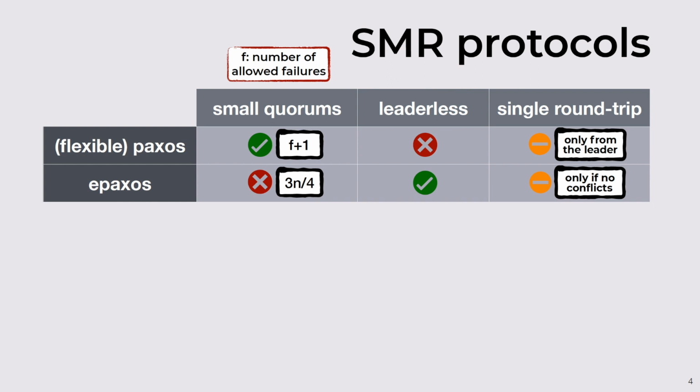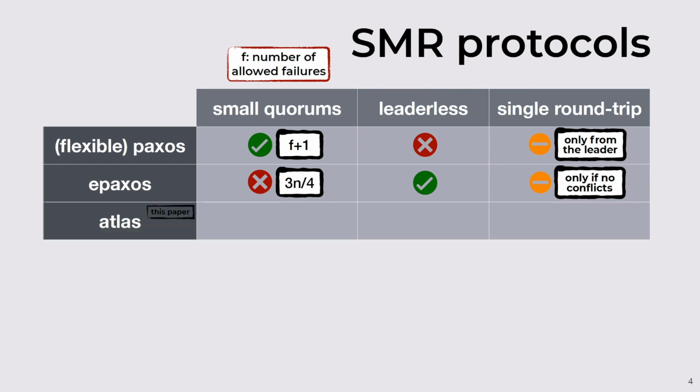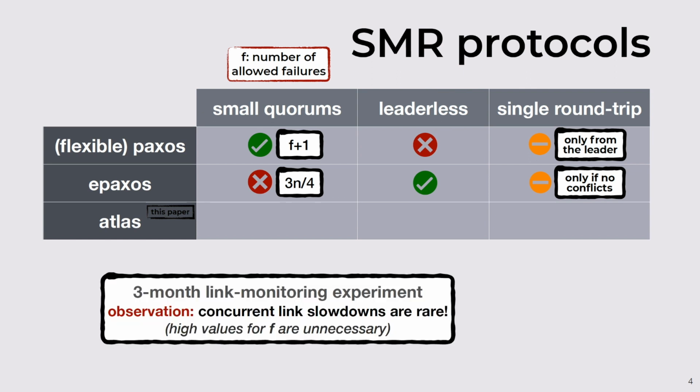Before telling you about Atlas, let me first talk about an experiment we ran in Google Cloud Platform. In this experiment, we had each data center periodically pinging the remaining data centers and recording the ping latency. After 3 months, we collected all this data and searched for link slowdowns, where a slowdown would be a ping returning after a few seconds.